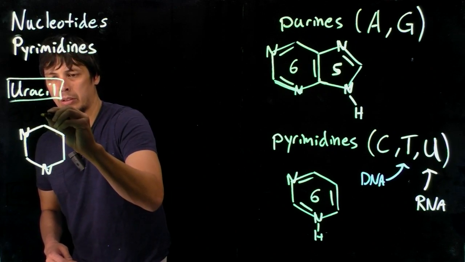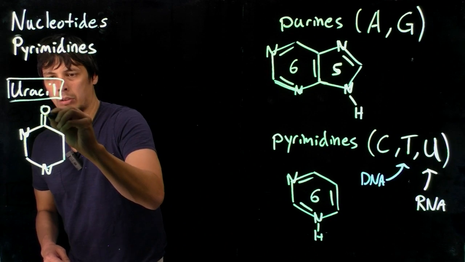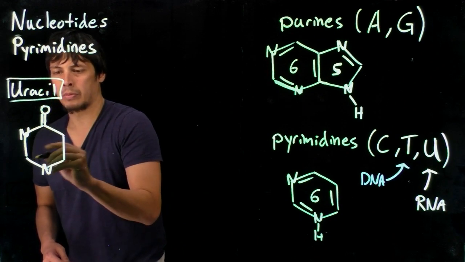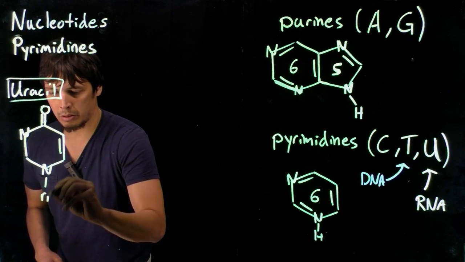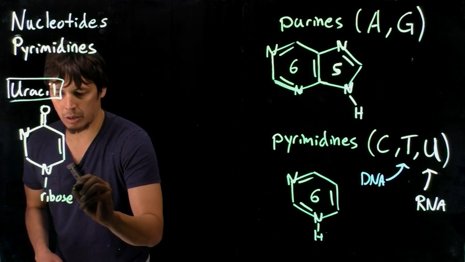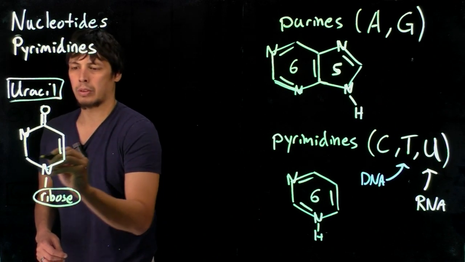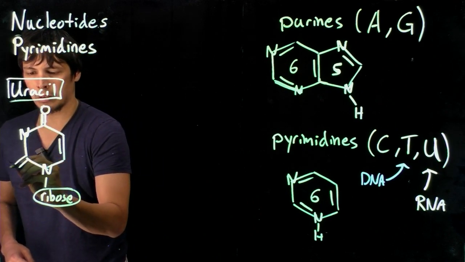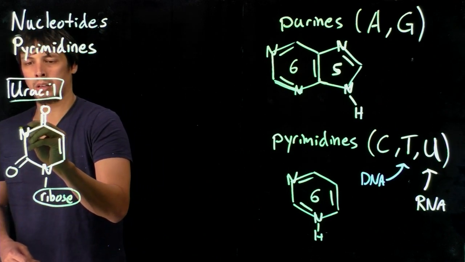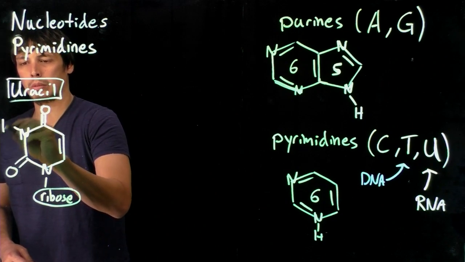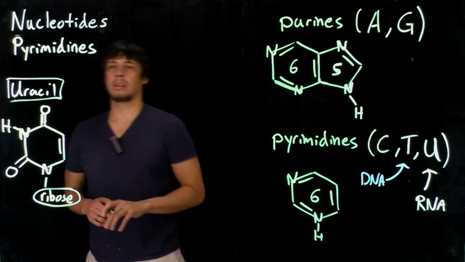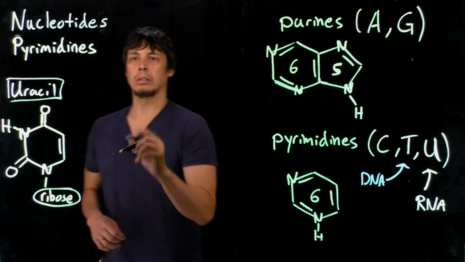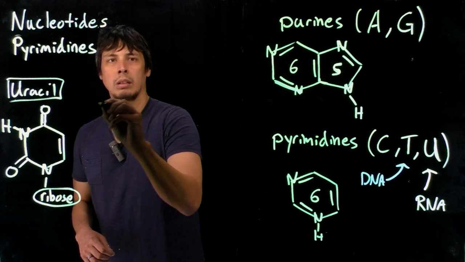All right. For uracil, we have a carbonyl group here, double bond here. This is going to go to the ribose and form the glycosidic bond with the ribose sugar. Okay, there's another carbonyl group at this position, and that means there's going to be a hydrogen here. Okay. Now from uracil, it's really easy to draw thymine.